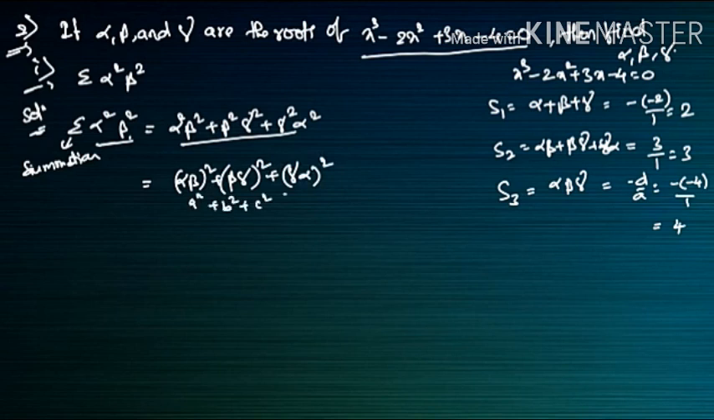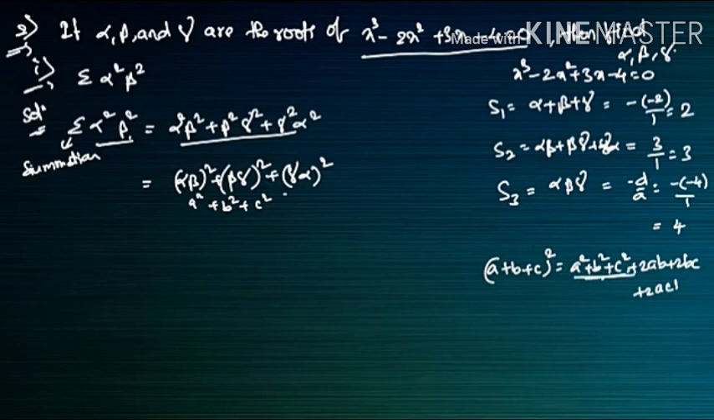So some formula is there, like (a + b + c)² = a² + b² + c² + 2ab + 2bc + 2ca. We know this one already, okay? So from this, we have a², b² and c² here.